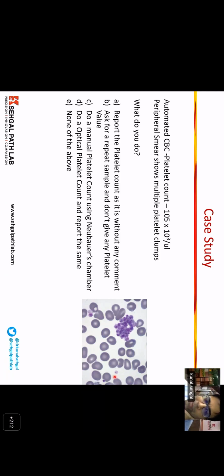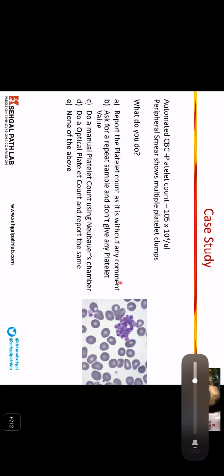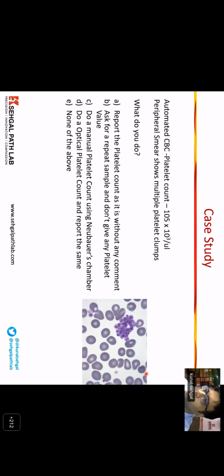So what I personally do in practice, and all these things I'm going to share with you are from personal experience, is a mixture of both the answers. You're right that the machine has reported a count of 1,05,000, and 99.99% once you see clumps, the count of the machine is the lower count. The actual count will be higher than that. So you can always mention the platelet count is more than 1 lakh, but there are clumps and the actual count may be higher than the above reported count. For an accurate count, please send me a fresh sample.